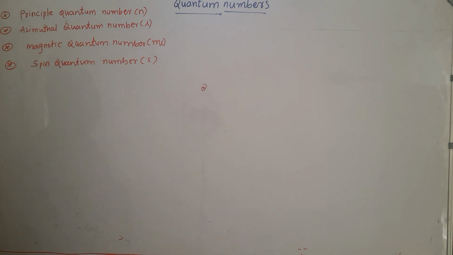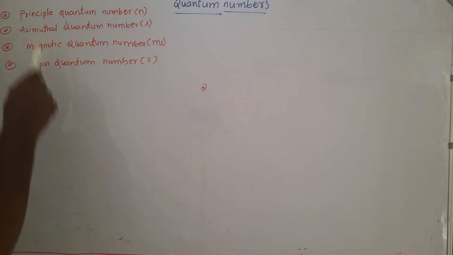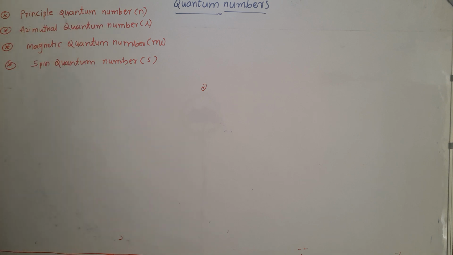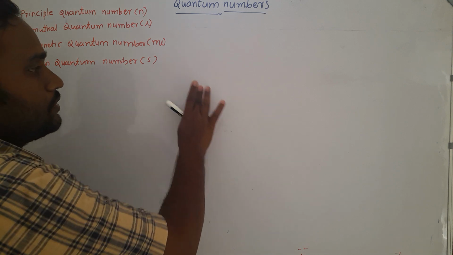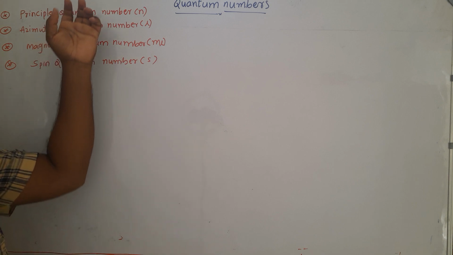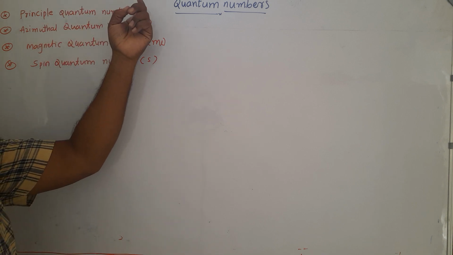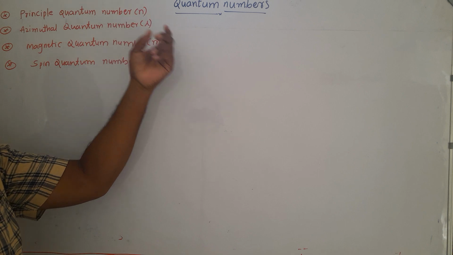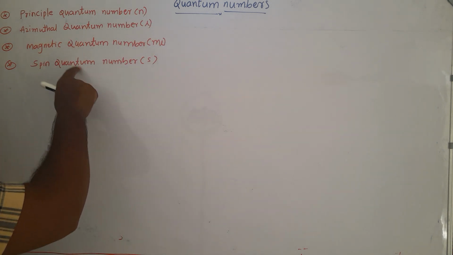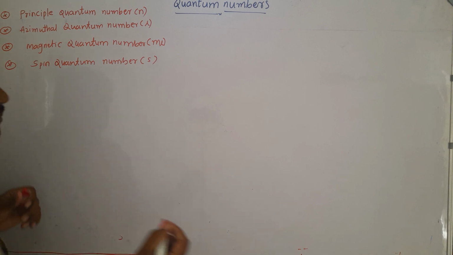Among these 4 quantum numbers we have the principal quantum number, azimuthal quantum number, magnetic quantum number and spin quantum number. So first I will explain how the principal quantum number is used to locate an electron, and then after that azimuthal quantum number, magnetic quantum number and spin quantum number.